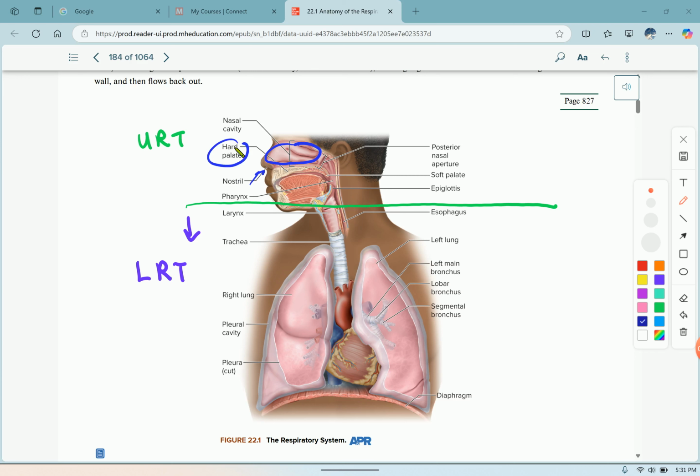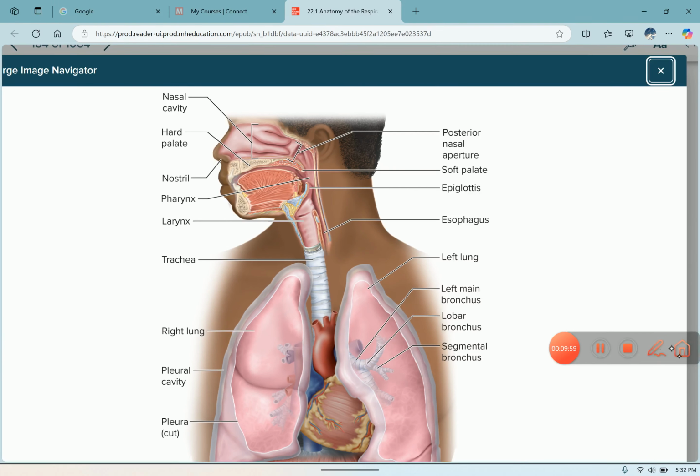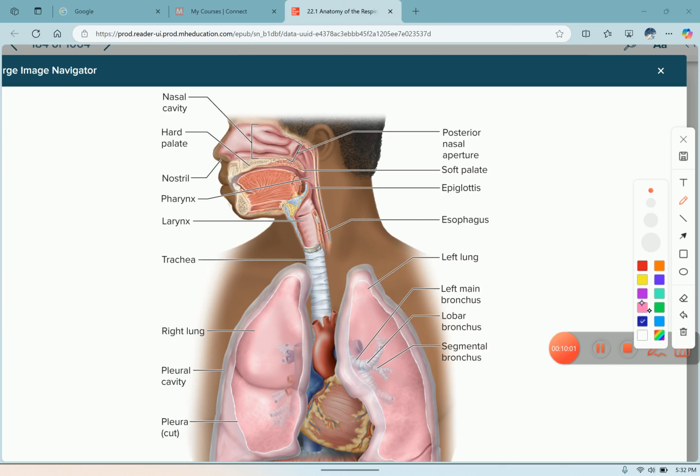The hard palate, so inside the roof of the mouth. So you open the mouth and look at the roof. That is the hard palate. And then as you work your way posterior, you come across the soft palate and the uvula. So when you open your mouth and look in the back of the throat and you see that thing hanging down, that's the uvula.